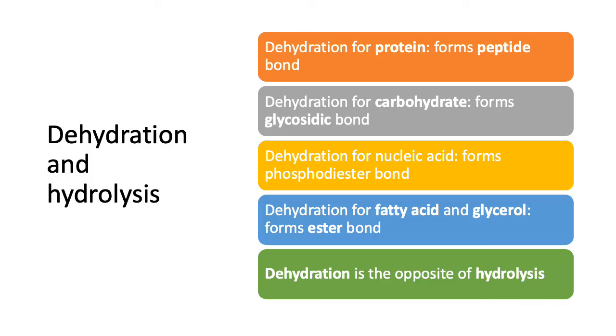So here's a summary slide. Dehydration for protein forms peptide bonds. Dehydration for carbohydrates forms glycosidic bonds. Dehydration for nucleic acids forms phosphodiester bonds. Dehydration for fatty acids and glycerol forms ester bonds. Dehydration is the opposite of hydrolysis. Dehydration takes water out and puts things together. Hydrolysis puts water in and breaks things down.